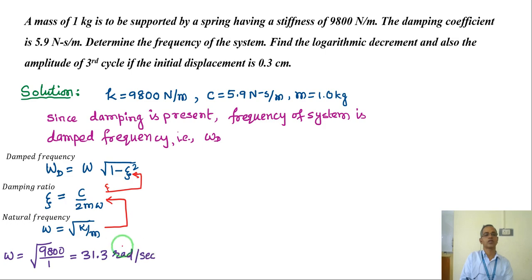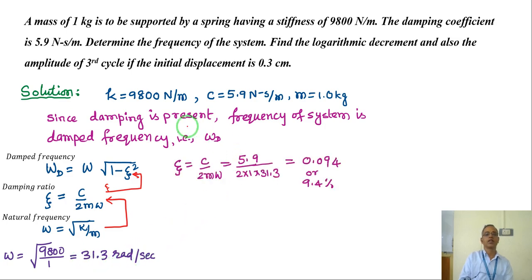Very simple. We start with finding omega, which is root of k by m. M is 1 kg, which gives 31.3 radian per second as my natural frequency omega. And then damping ratio is c by 2m omega. C is 5.9 and mass is 1 kg. Omega is 31.3 radian per second. I get 0.094. That means multiplying by 100, that is a percentage conversion, so 9.4%. So once I get this xi, I can find the omega d.